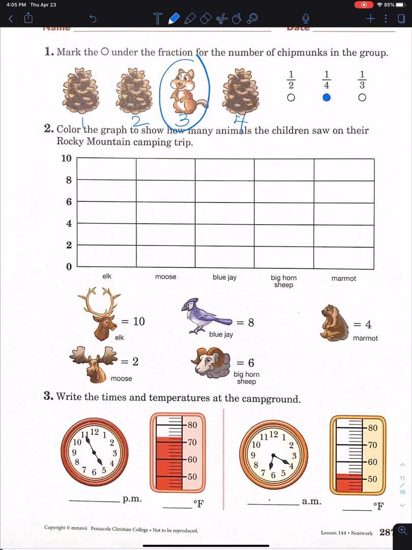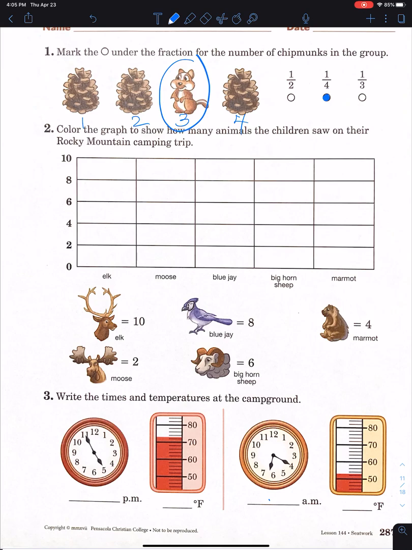All right, number 2, we're going to do a graph. We haven't done graphs in a little bit. Color the graph to show how many animals the children saw on their Rocky Mountain camping trip. So it looks like they saw some elk, moose, blue jay, bighorn sheep, and marmots. So that would be fun to see those animals, wouldn't it?